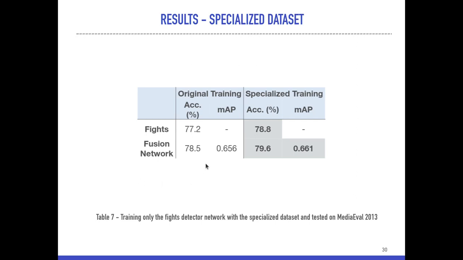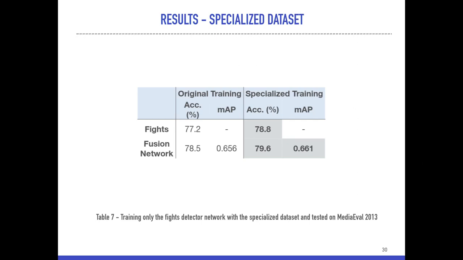And our fusion network also went up in accuracy and in the mean average precision too. So this is the last big step to show that this method not only is robust when tested with other datasets, but this method can be improved by another dataset.